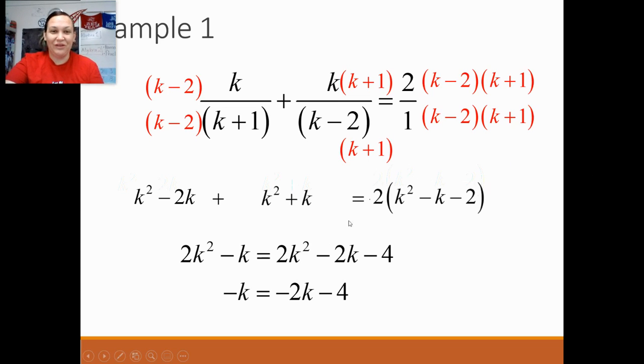Well, let's finish this up really quickly. So I'm going to add the 2k to the other side, and that's it. K equals -4.